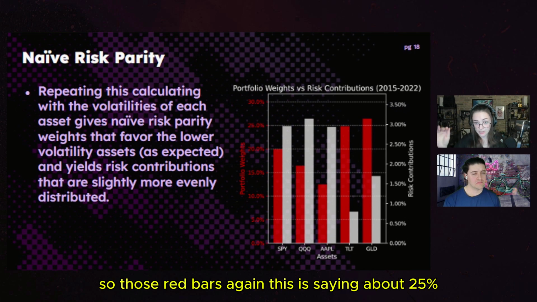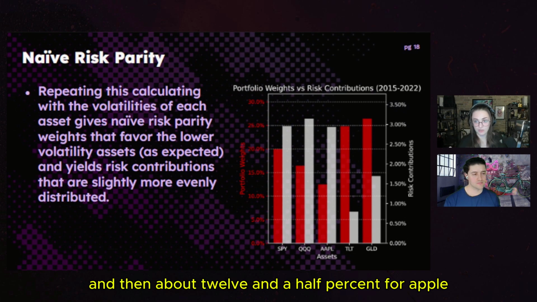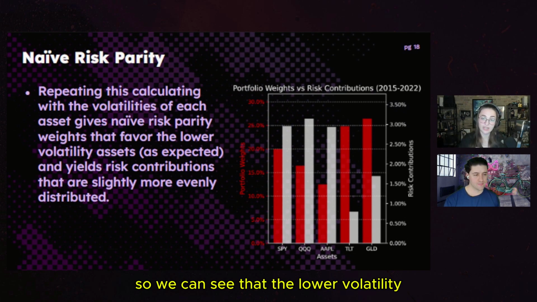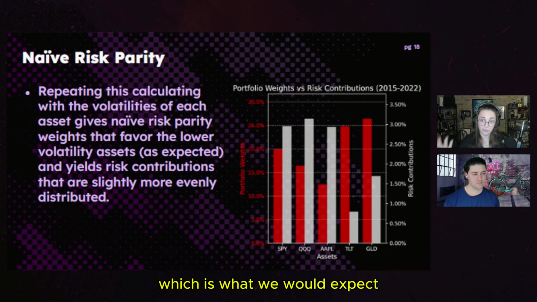So those red bars again, this is saying about 25% we would allocate to GLD and TLT, and then about 28% for SPY, and then a bit closer to 15% for QQQ, and then about 12.5% for Apple. So we can see that the lower volatility assets are getting a higher weighting, and the higher volatility assets are getting a lower weighting, which is what we would expect.